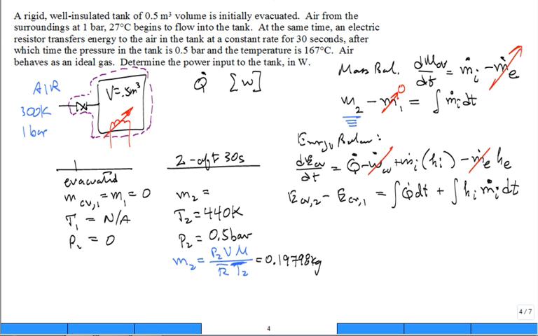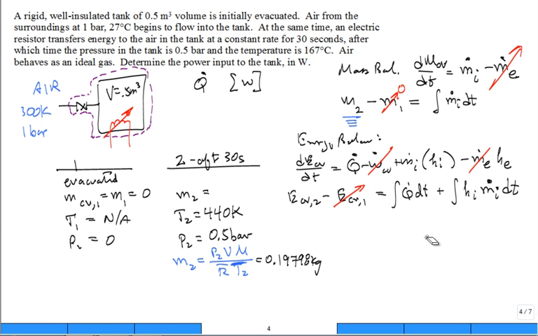Well, why is the energy that's in the control volume initially equal to 0? It's evacuated. And so this term is what we're trying to solve for. So that becomes Q1 to 2. That's, I shouldn't write it like that, should I?